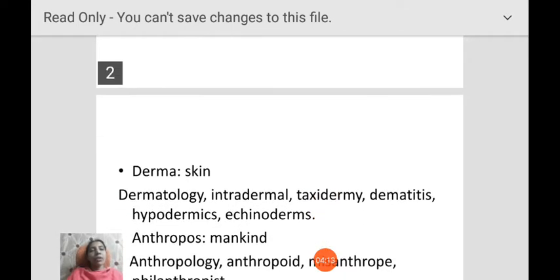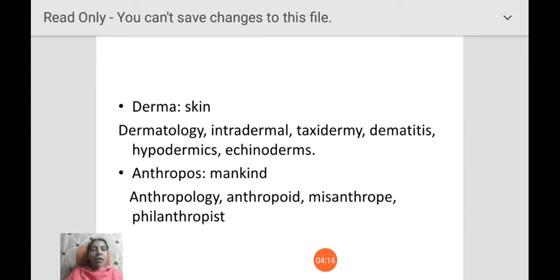Now let us look at some of the root words. Here I have listed 4 or 5 root words that are given in our syllabus. In the higher classes, you will have a long list of root words, but for us in the syllabus there is a small list, and that you need to remember. The first root word given here is derma. Derma is the root word. So the meaning of derma is skin. Derma means skin.